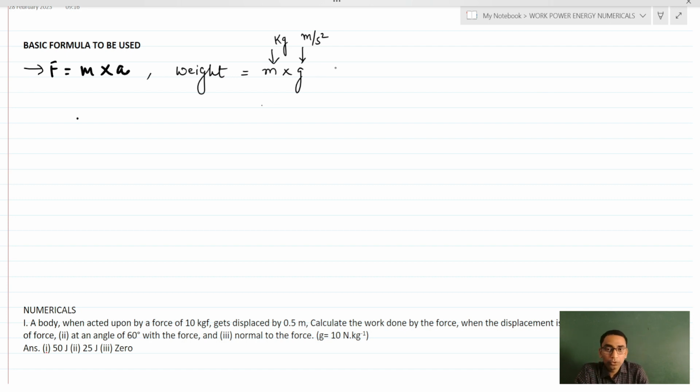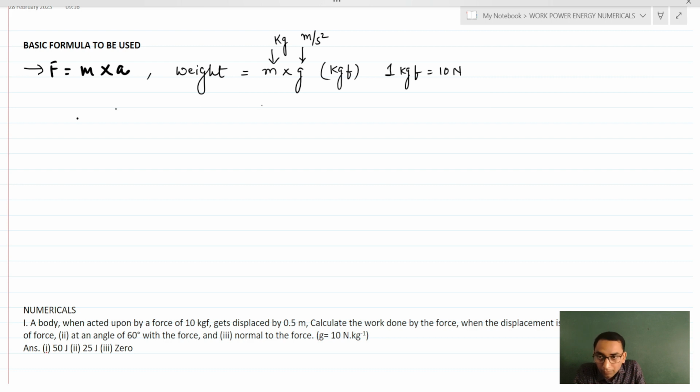Then there is also one more unit of weight, that is kgf, kilogram force, and remember that 1 kilogram force is equal to approximately 10 Newton, more precisely 9.8 Newtons. That we will give you in each of the problems. You don't have to worry about it. If it is not given in the question, you may take acceleration due to gravity as 10 meter per second square. But if given, whether 10 or 9.8, use that value which is given in the numerical.